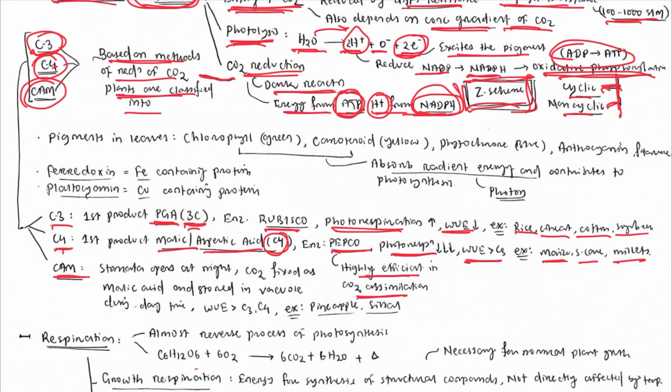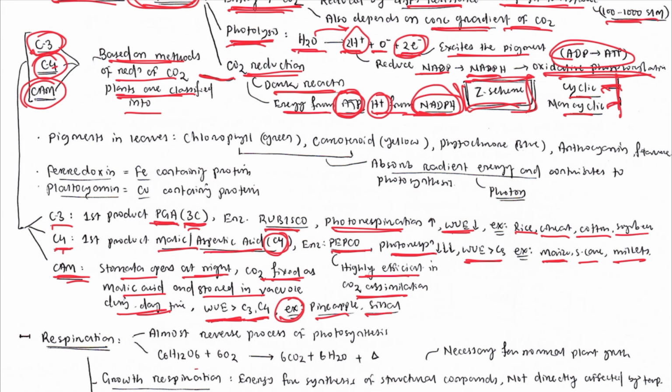Now coming to CAM plants. CAM means crassulacean acid metabolism plants. The peculiar feature of CAM plants is that stomata open at night, and carbon dioxide is fixed as malic acid and stored in the vacuole during daytime. The water use efficiency is highest in CAM plants among C3, C4 and CAM, because during daytime there is no transpiration and during night time the transpiration is very low. So water use efficiency is highest in CAM plants, followed by C4, followed by C3. Examples of CAM plants are pineapple, Seychelles. Mostly the desert plants or xerophytic plants are CAM plants.